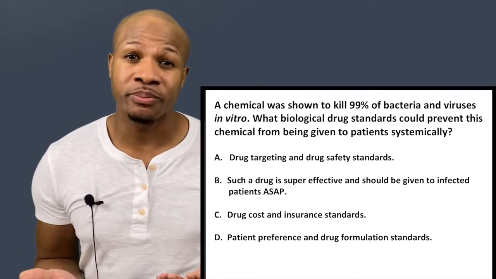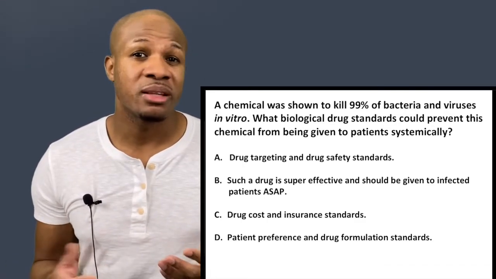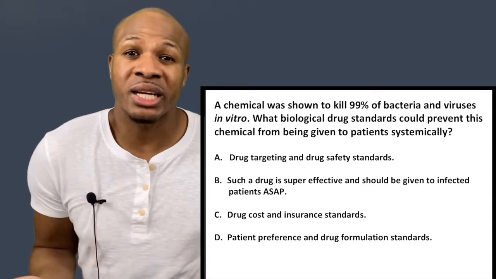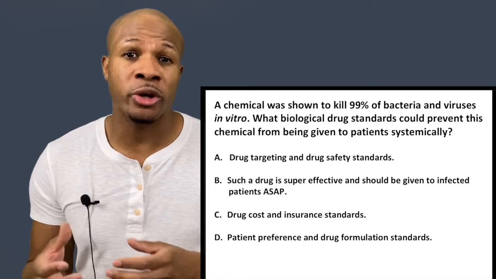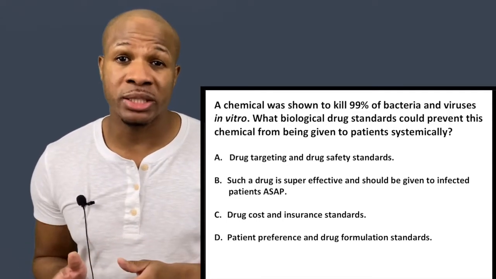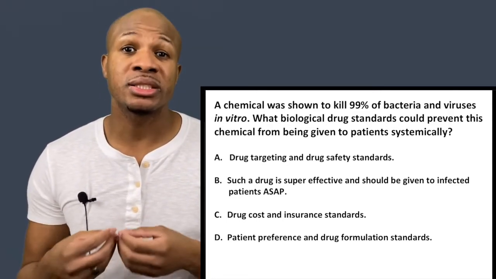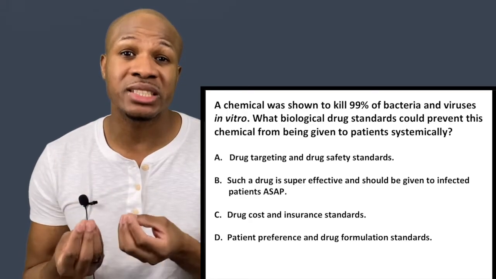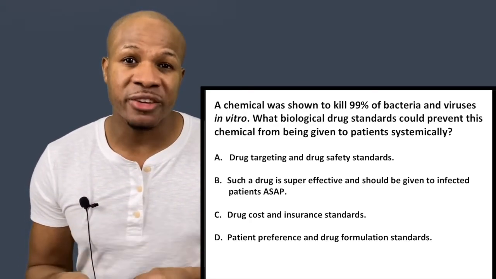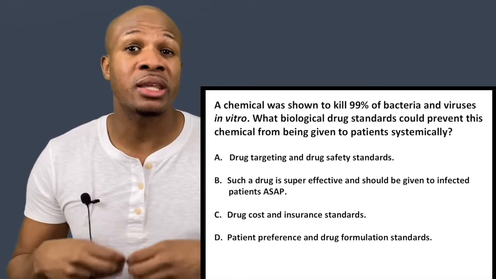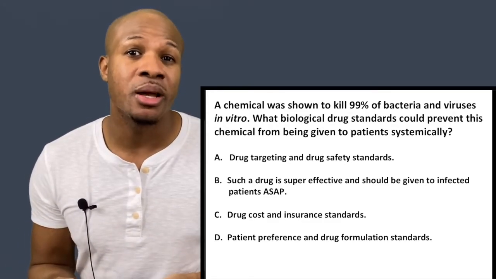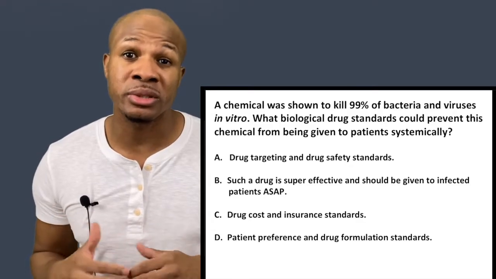But here's the problem. Bleach is a very harsh chemical that basically will kill all types of cells, and the human body is made up of cells. The way to determine whether a chemical can be given to a patient to treat an infection is to make sure that the chemical is safe. So you want a chemical that is specific and targeted towards a certain bacteria or certain virus.